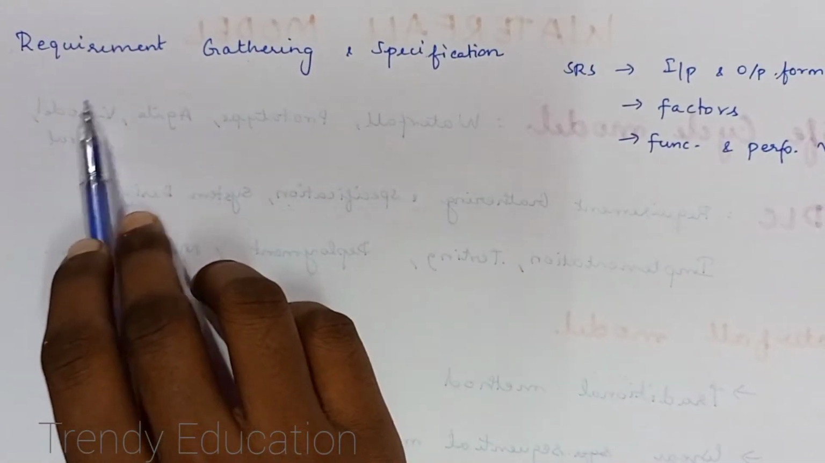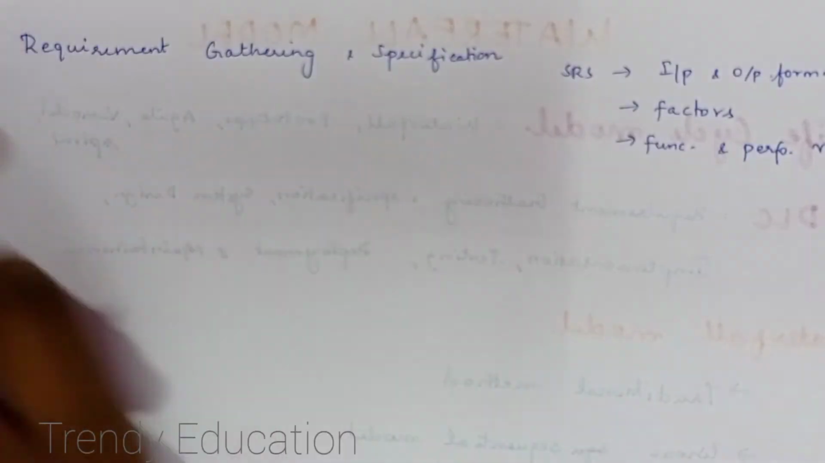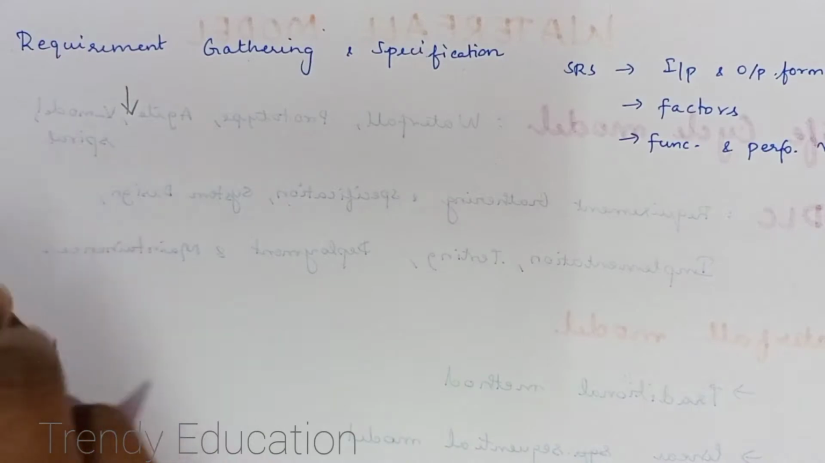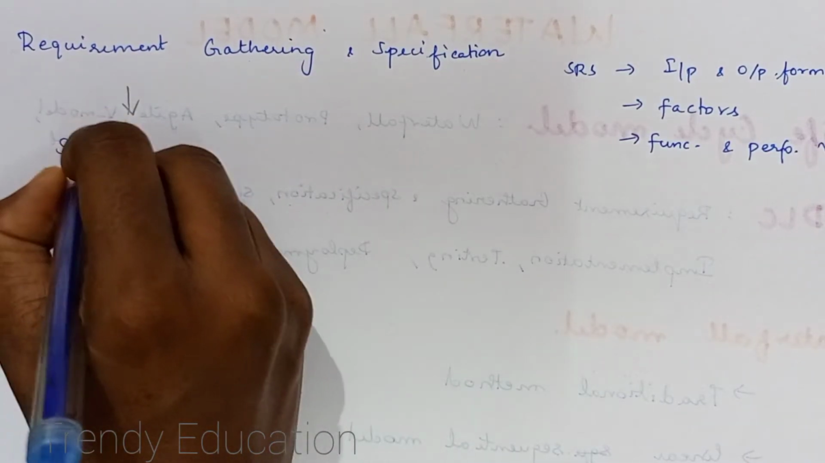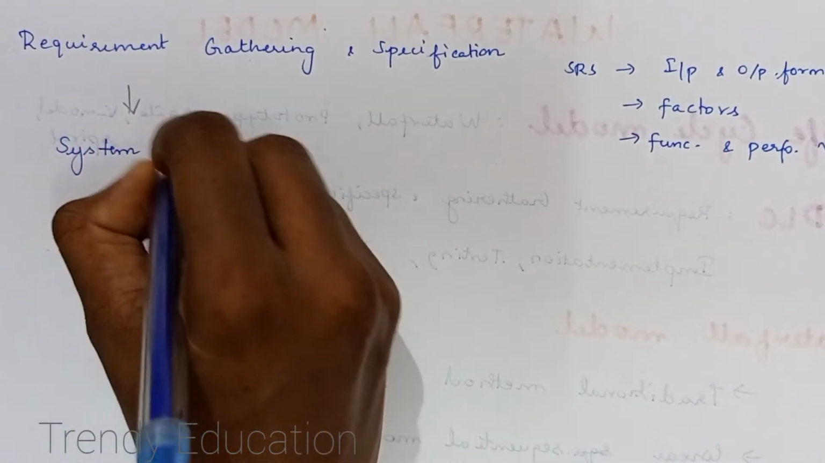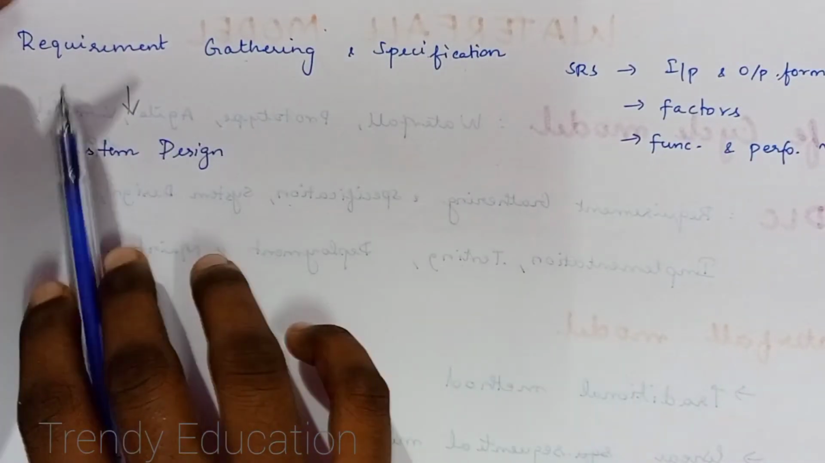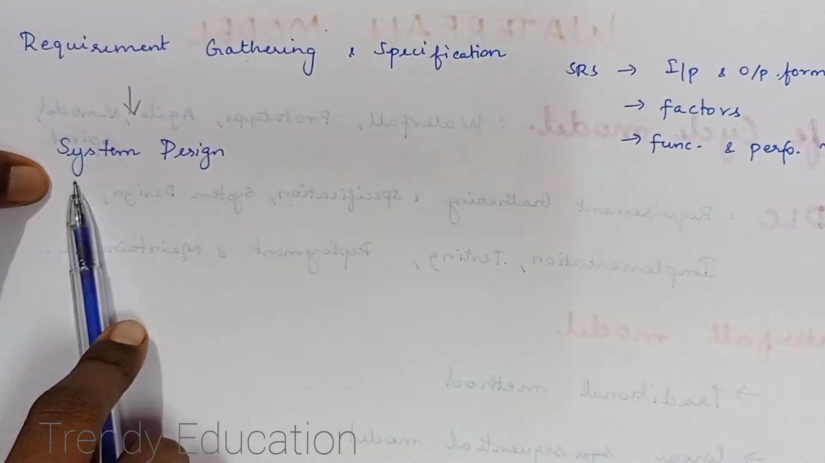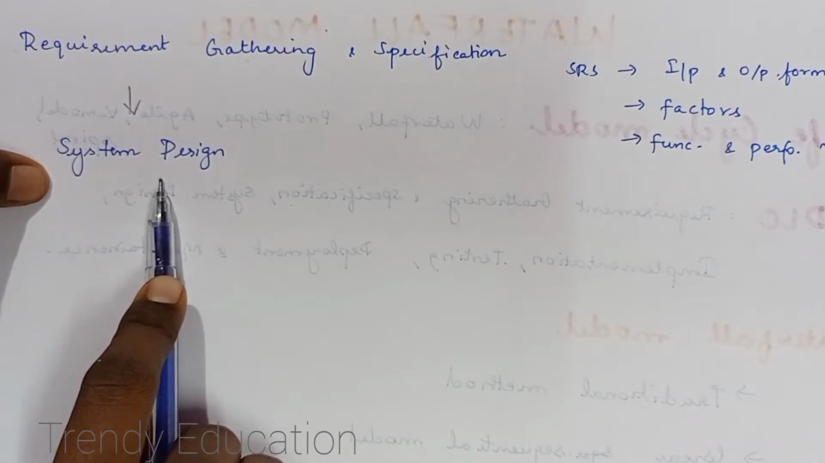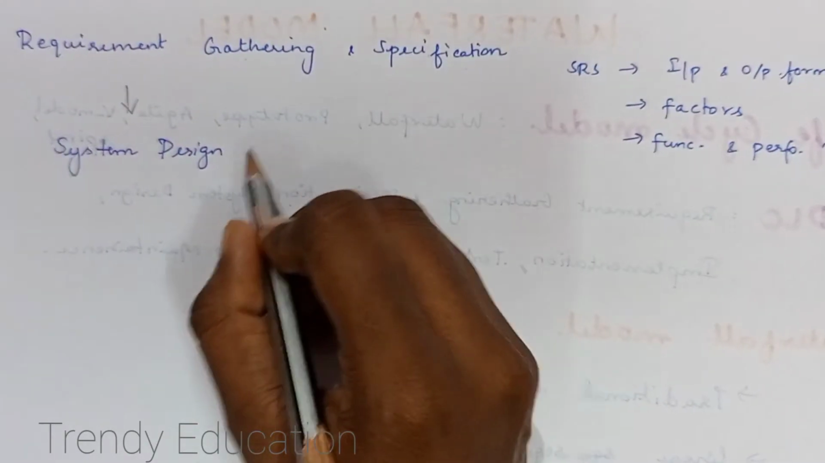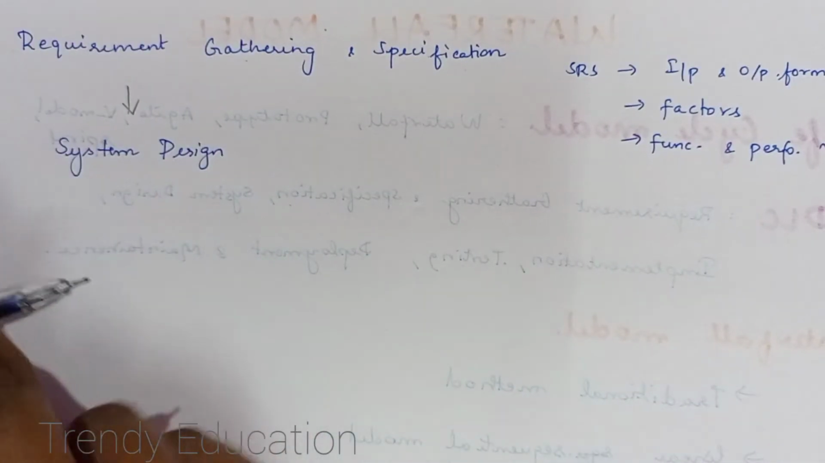And coming to the next, after the requirement gathering and specification, we'll have the system design. So this is the second phase. As I said before, when the first phase is completely finished, it will move on to the second phase, which is the system design phase. Now coming to the system design phase, it includes three types. What are those three types?